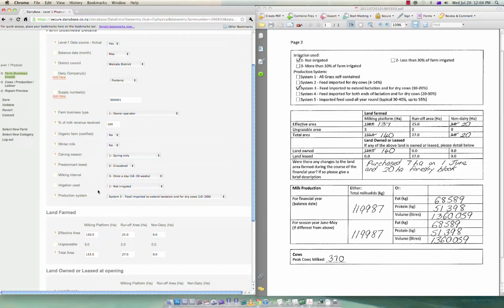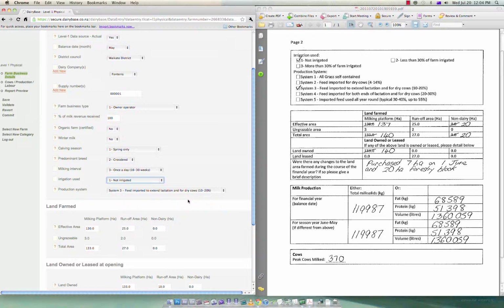Okay, we're going to start at irrigation used. This is the irrigation used on your dairy platform. It's not the effluent irrigated out. And to change anything on this, it's just altering the drop-down box. You can see our farmer is ticked not irrigated, so we just select that.